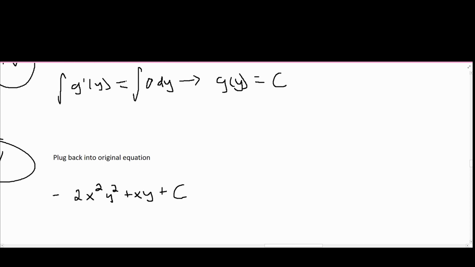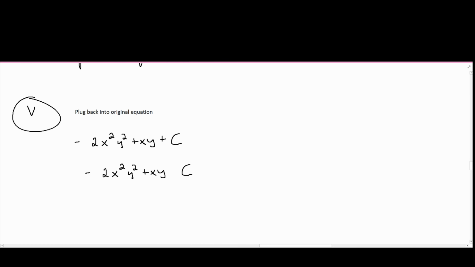However, we need to move the constant c to the other side of the equal sign. Right now the equal sign is right here, it equals 0. So when we rewrite it, all we're really going to do is just change this plus to an equal sign. And the final answer is negative 2x squared y squared plus xy equals c.